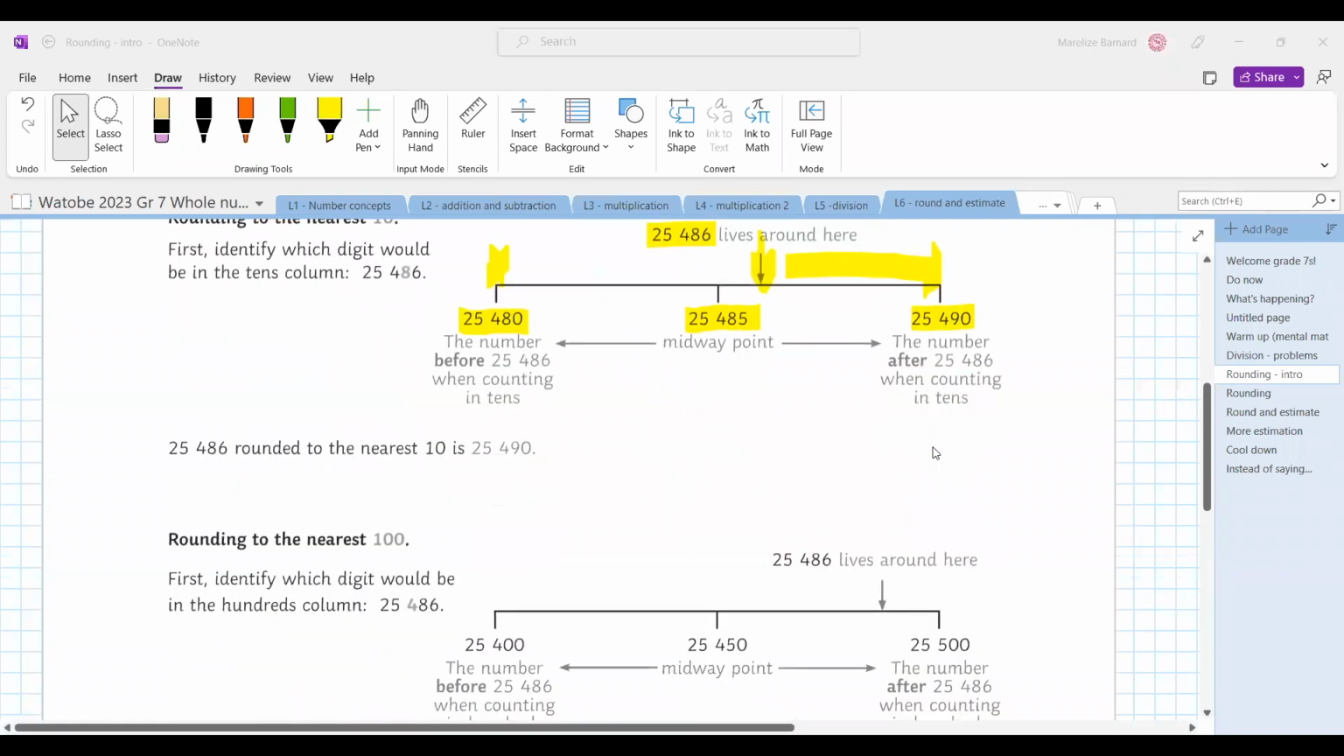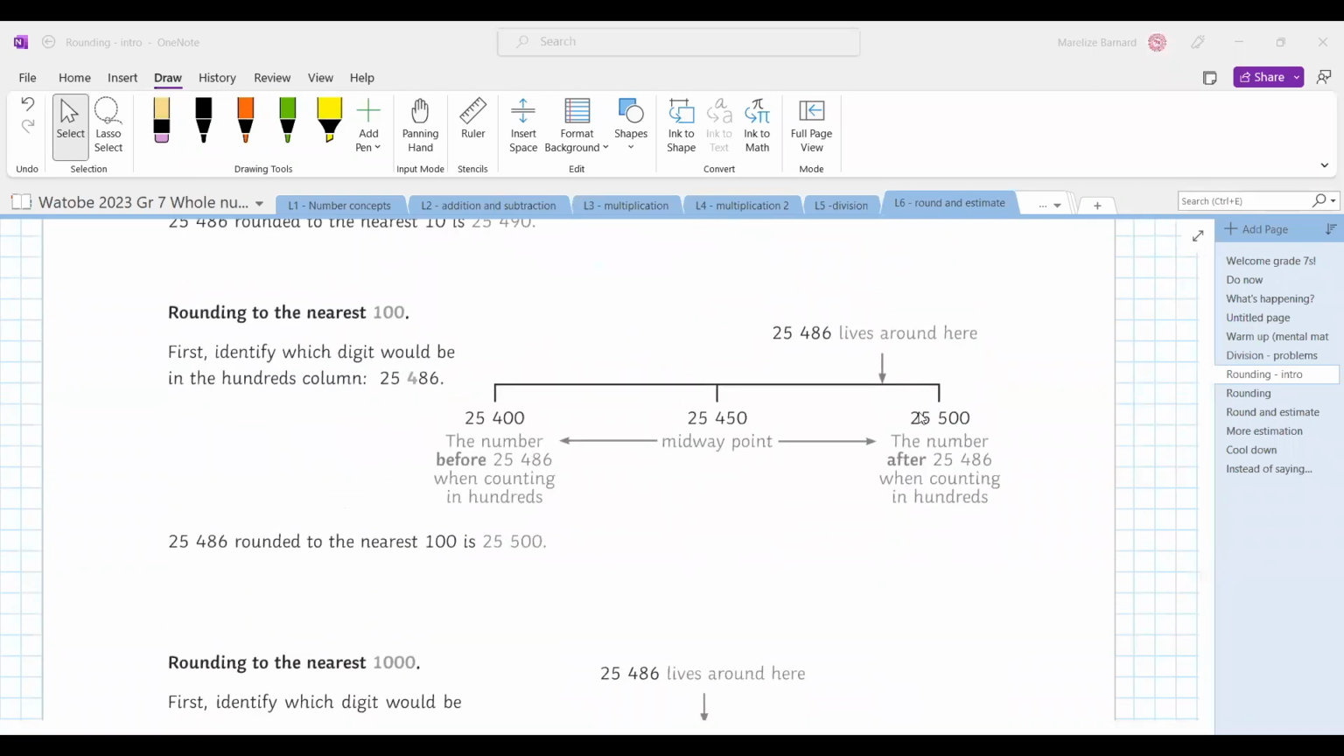Okay, that was 10. Let's do 100. And guys, this is not new, hey? This is stuff you did. You've been doing this since grade 4. So it's not new. So don't think I'm teaching you anything new. We're just revising this evening.